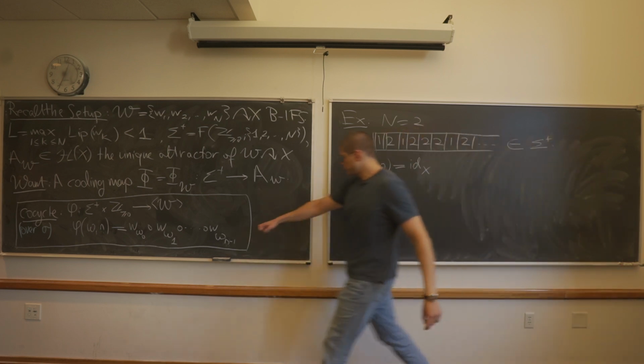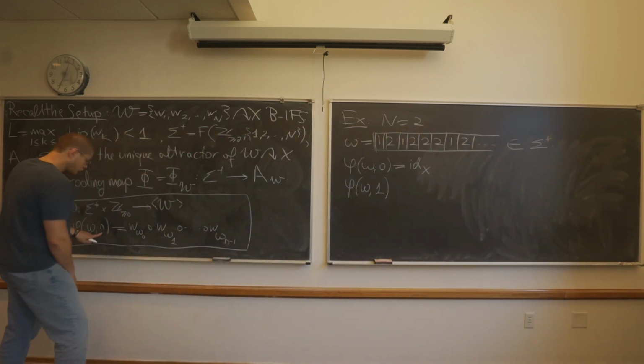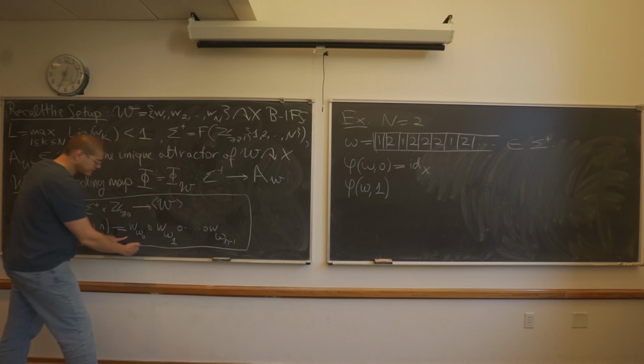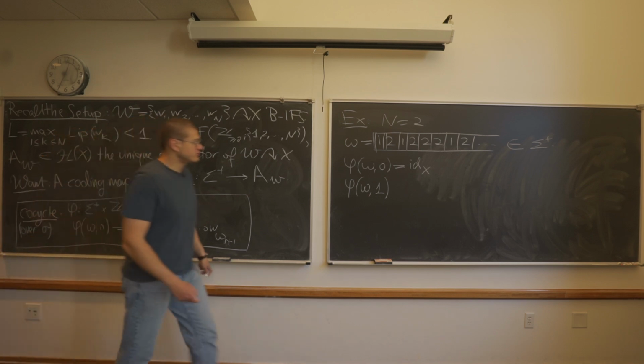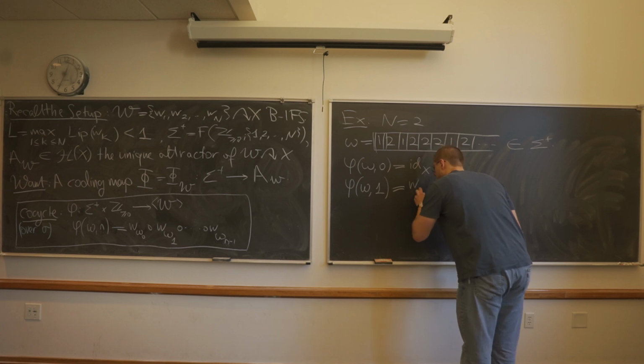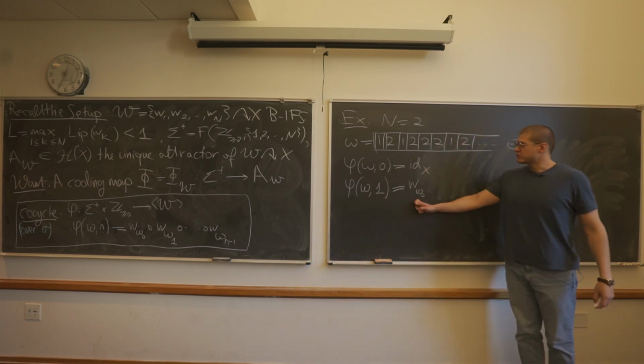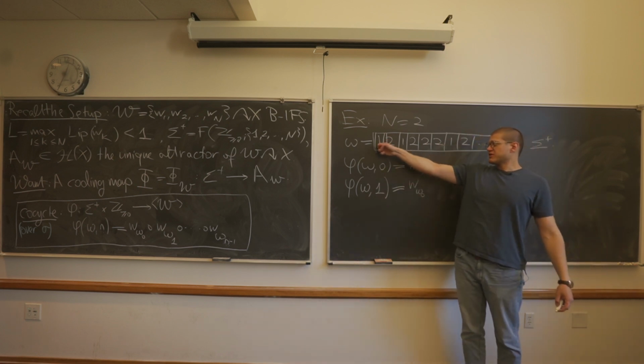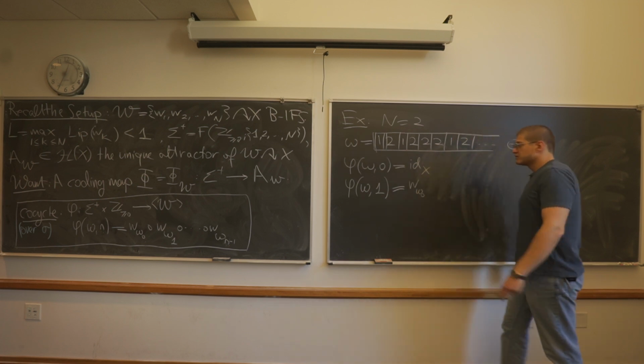Well, according to this formula, lowercase n equals 1, which means that this is nothing but W sub omega 0. What is omega 0? Omega 0 is the 0th entry of the sequence omega. In this case, it is 1.